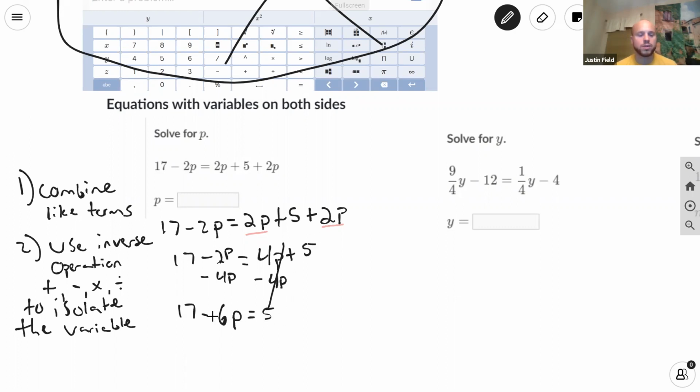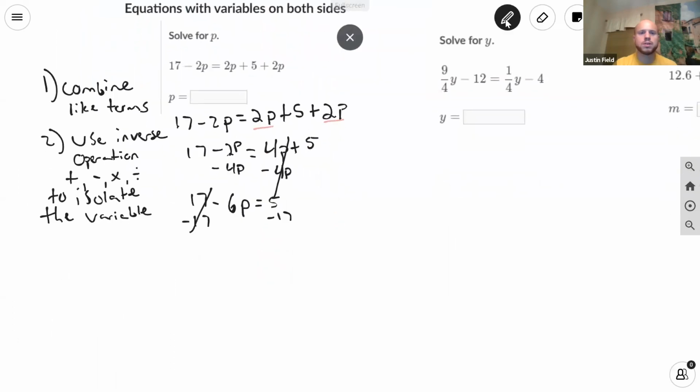Right now, we got to get rid of the 17. So it's a positive 17, so we're going to subtract it. And that's gone there. Now, 5 minus 17. So 5 is positive and 17 is negative. Whenever you have one positive and one negative, you subtract those numbers. So 17 minus 5 is 12, and you take the bigger number's sign. So 17 is bigger and it's negative. So the answer is negative 12. 5 minus 17 is negative 12.